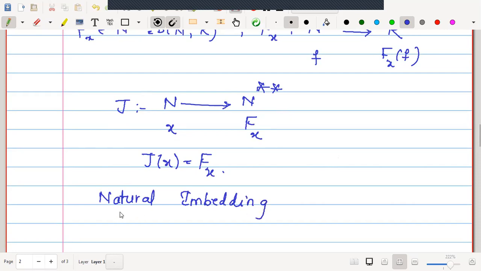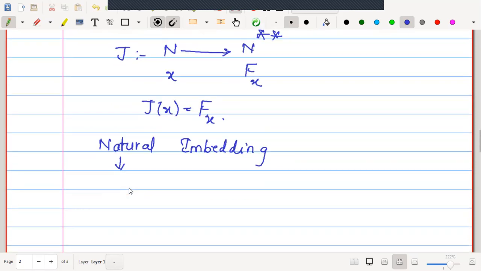Okay, we'll try to understand the meaning of the words. Natural means this is truly or naturally with the help of the nature of elements between the sets N star and K. Therefore, it just depends on the nature of elements. What is embedding? Embedding is one instance of some mathematical structure contained within another instance.